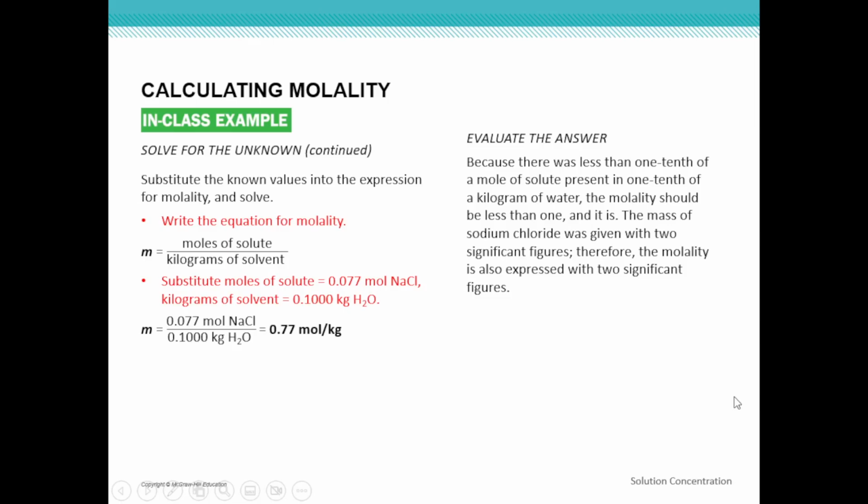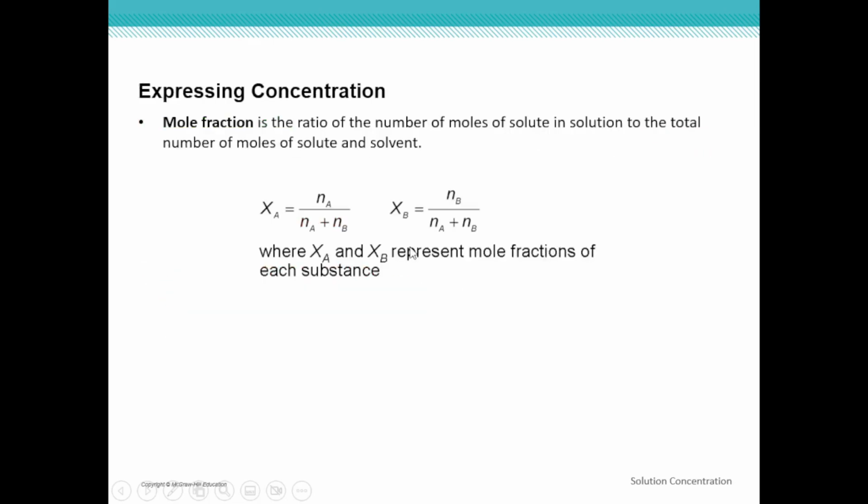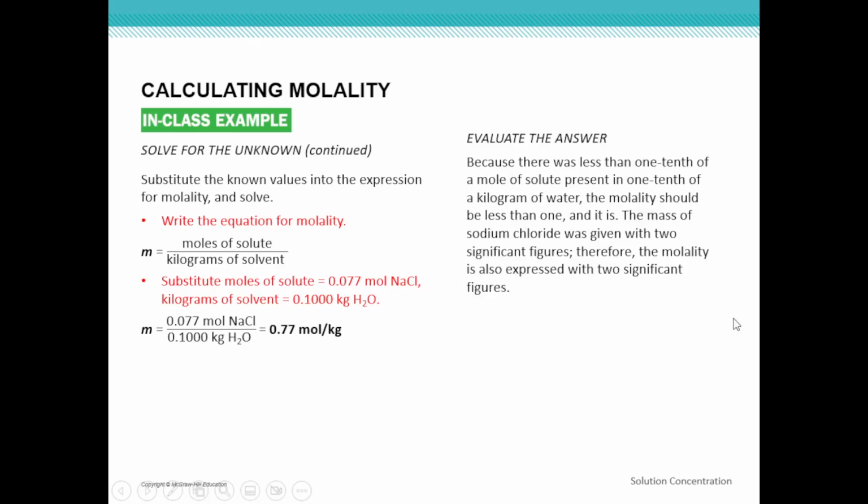Because the mass of the sodium chloride is reported to 2 sig figs, our moles were reported to 2 sig figs, and when we plug that in, that's going to limit our answer. So 0.77 should be 2 sig figs, moles per kilogram.